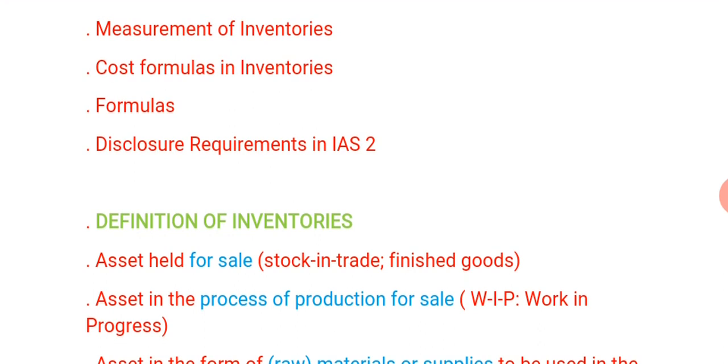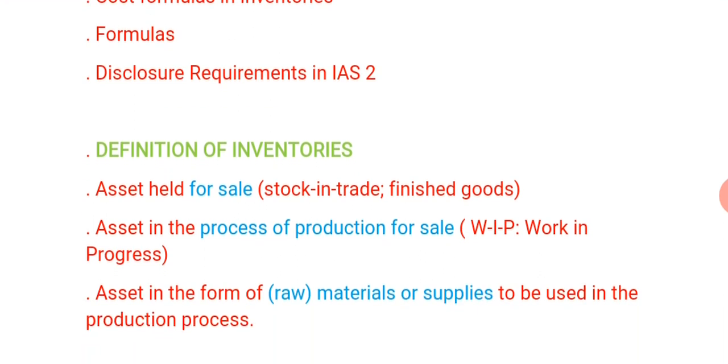That's clothes, shoes, bags, anything. If you deal with accessories, you'd have wristwatches, as long as it is held for sale for the purpose of that business. Then the second one is assets in the process of production for sale.